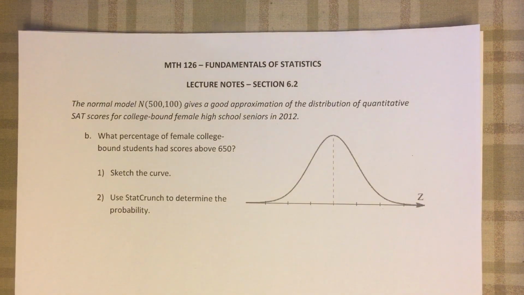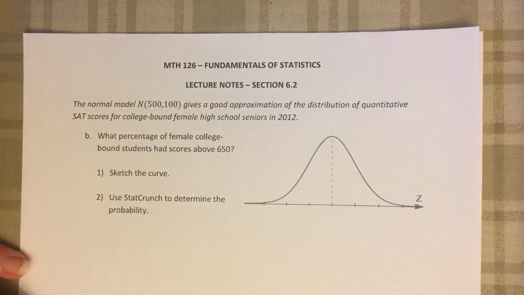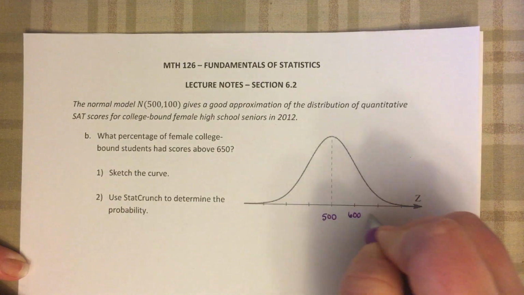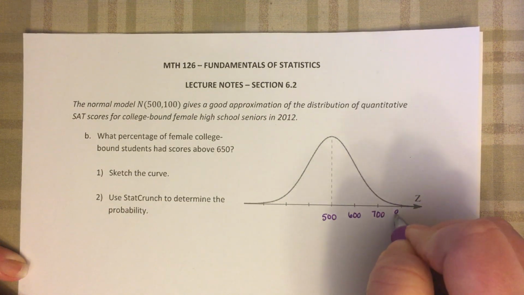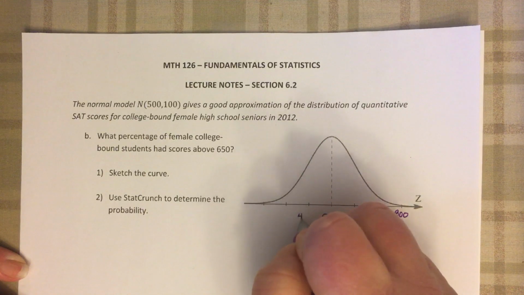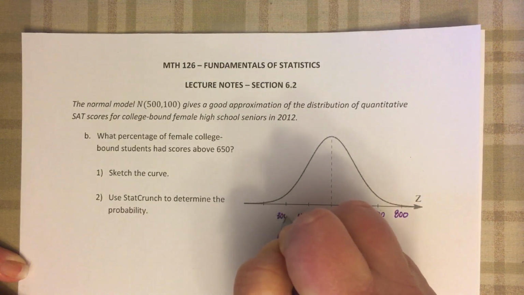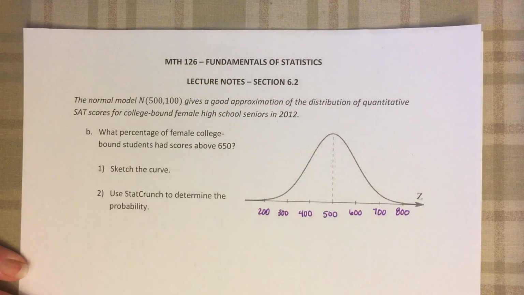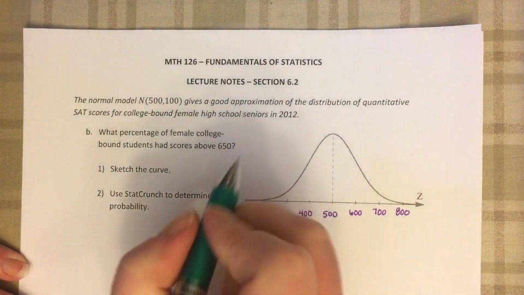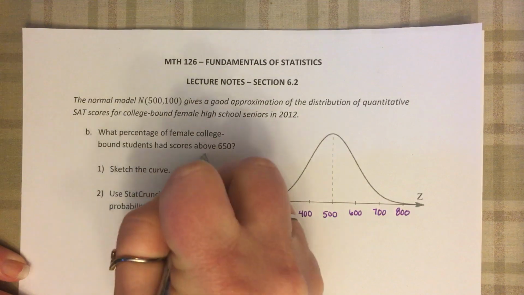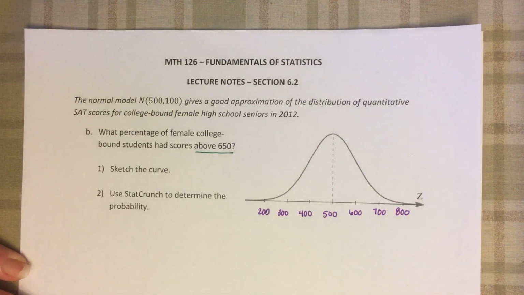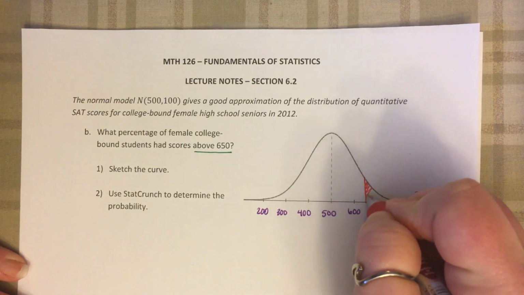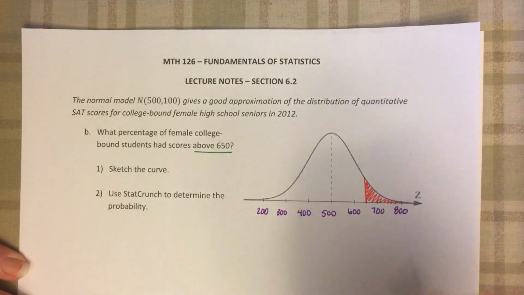All right, so a couple more problems to work through on the next page, again using the same normal model. Our mean was 500. Moving to the left, we're going to subtract 100 each time. Moving to the right, we're going to add 100 each time. In this problem, we are asked what percentage of female college-bound students had scores above 650. So we're going to draw a vertical line right around where 650 would be, and we're going to shade to the right.